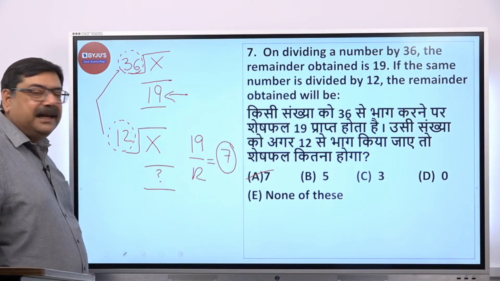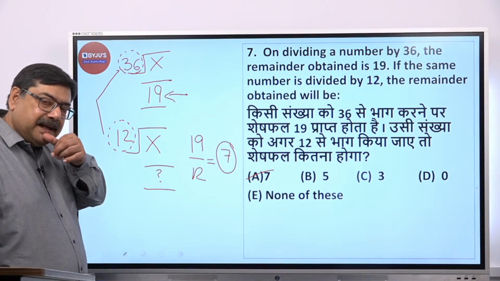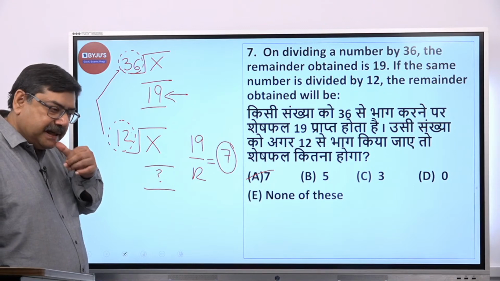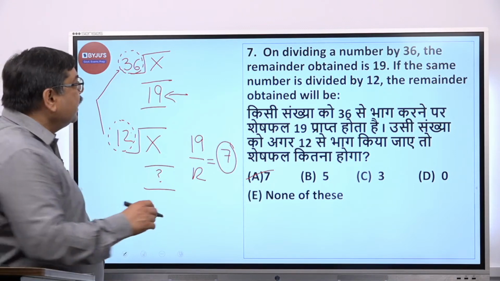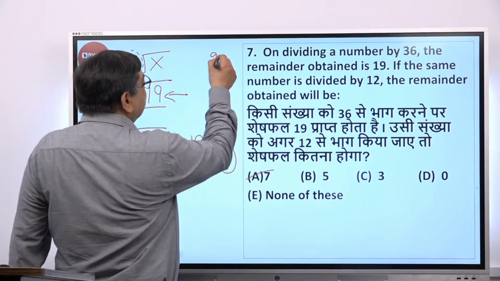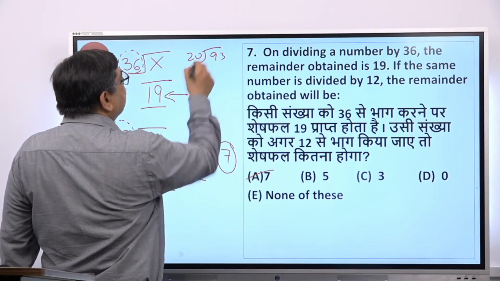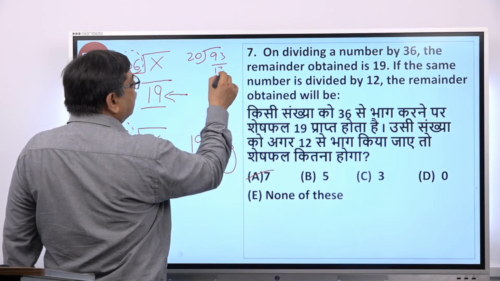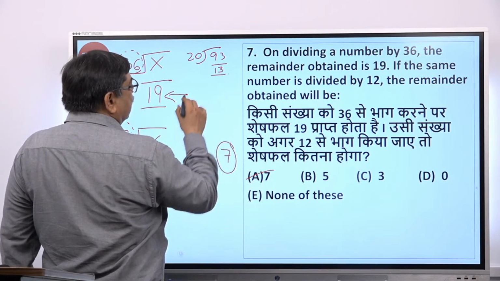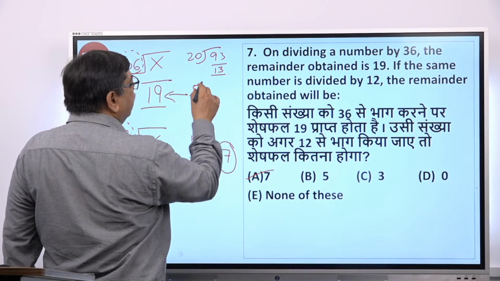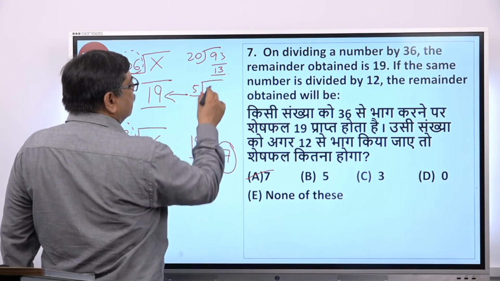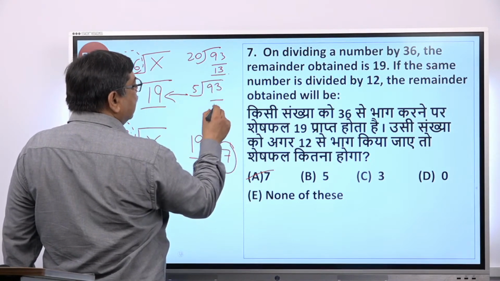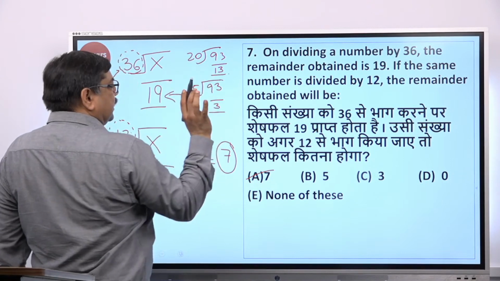Okay. Now, very easily you can find this out, actually. I'll give you an example, 93. I'm dividing this by 20. Now, what is the remainder I get? I get a remainder 13. If I divide 93 by 5, what is the remainder I'll get? 3. Is it or not?